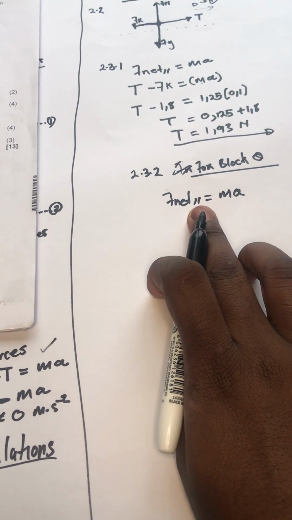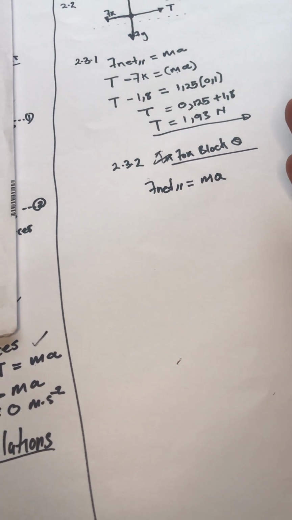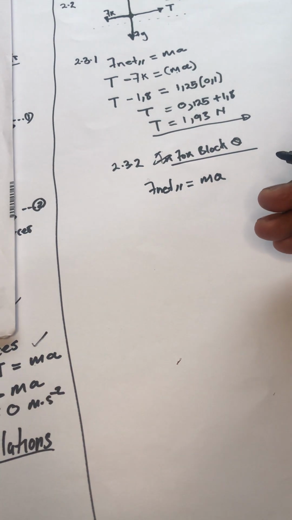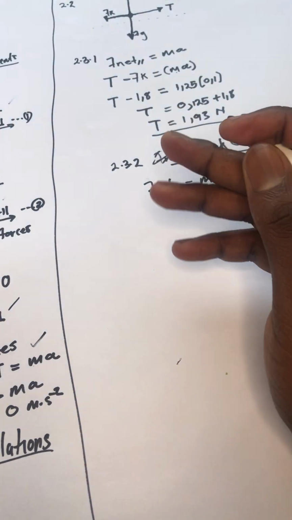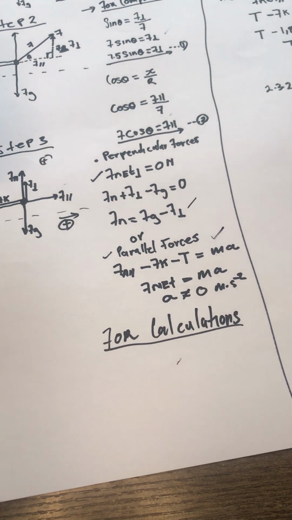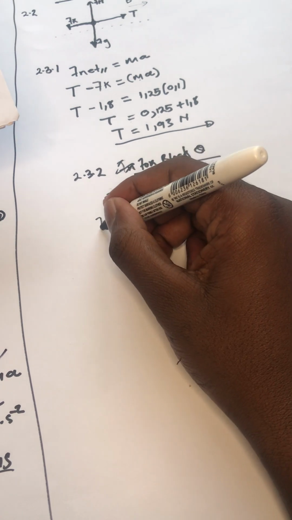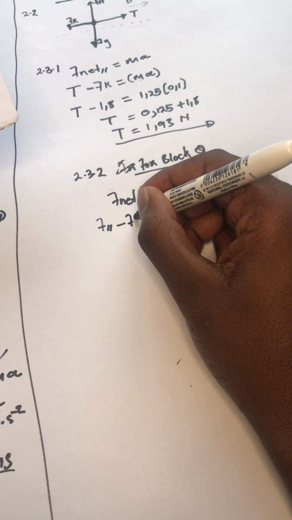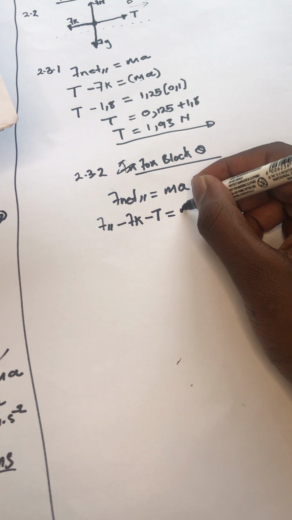You don't need to write this parallel. Just understand that we have forces acting parallel to the surface and forces acting perpendicular to the surface. So we'll have force applied F parallel to the right. Then we have F parallel minus frictional force minus tension is equal to MA.